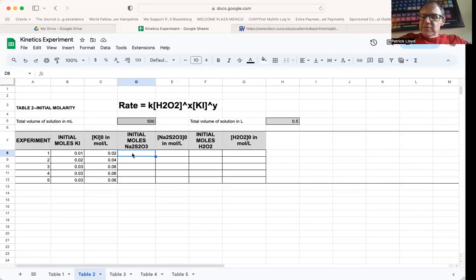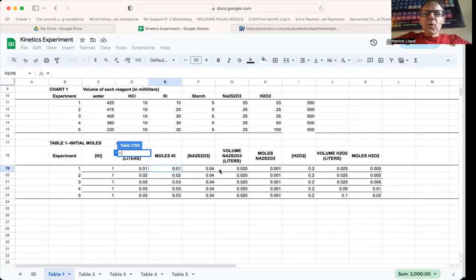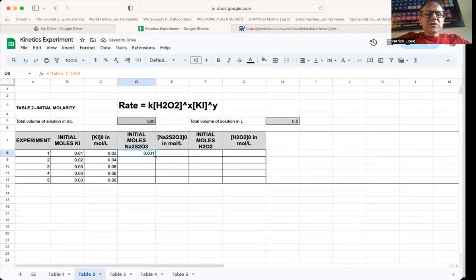We're going to do the same thing for the sodium thiosulfate. So equal sign, initial moles. Here we go, moles. Hit enter. And then again, we can just come on down. Notice that doesn't change, because we're using the same amount of sodium thiosulfate each time. Again, we're going to take this, divide it by that volume right there, and again I'm going to put my dollar signs in there. Now I can just come down. That's going to be the same.